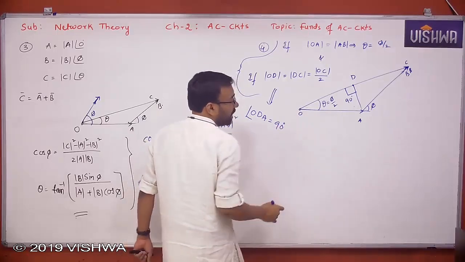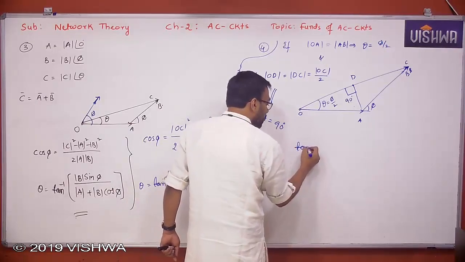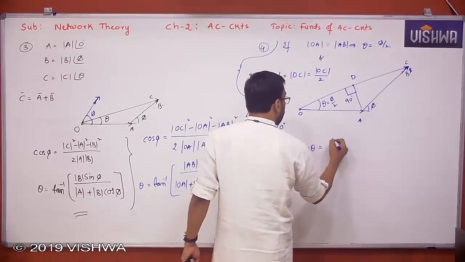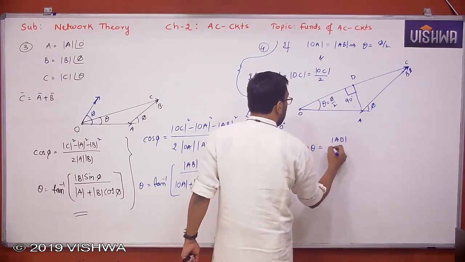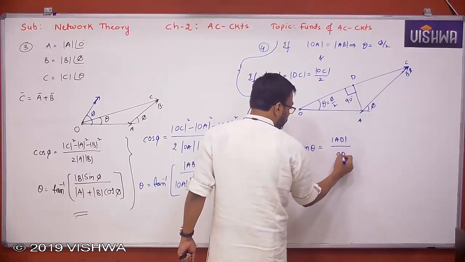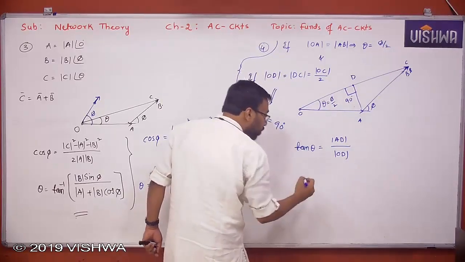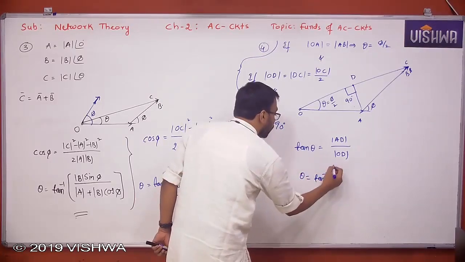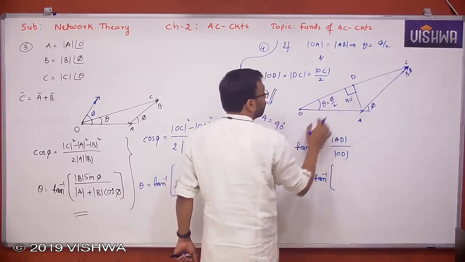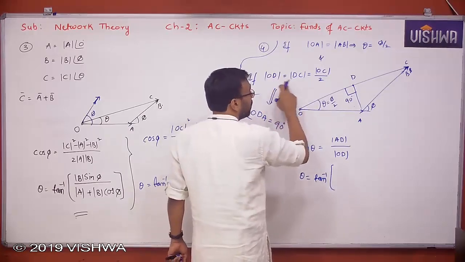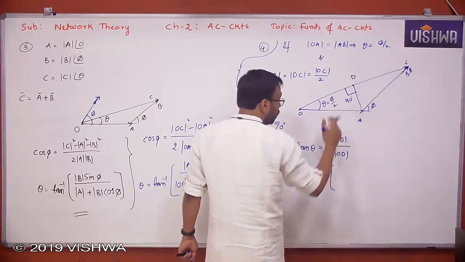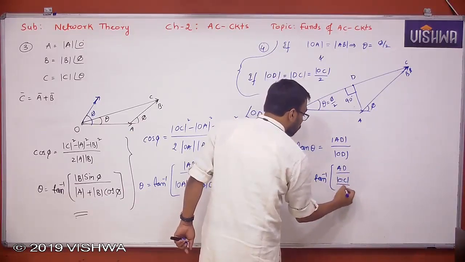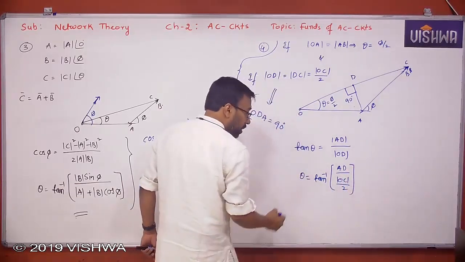So from this we can say tan theta is equal to AD magnitude by OD. Agree all of you? But you already know that theta is equal to tan inverse of OD, and OD is nothing but DC, same as OC by 2. Therefore, AD by OC by 2. Agree all of you?